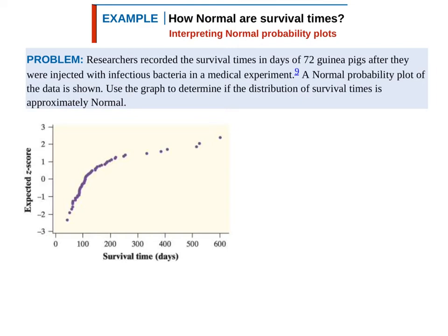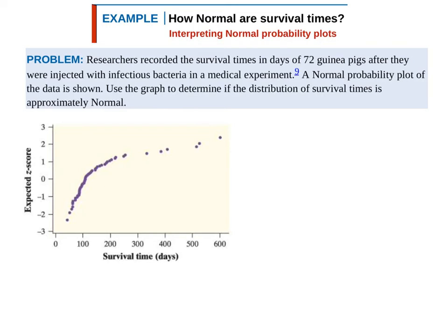So now let's look at an example where we can interpret normal probability plots, aka scatter plots. This one's called How Normal Are Survival Times? Now we're jumping from humans to guinea pigs. The problem says researchers recorded the survival times in days of 72 guinea pigs after they were injected with infectious bacteria in a medical experiment. A normal probability plot of the data is shown. Use the graph, ta-da, to determine if the distribution of survival times is approximately normal.